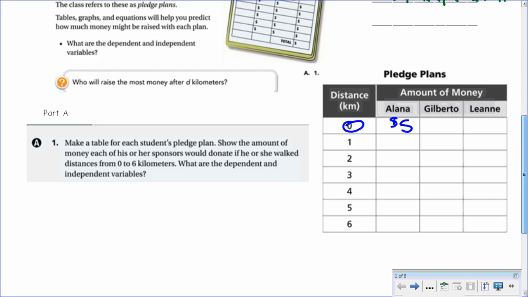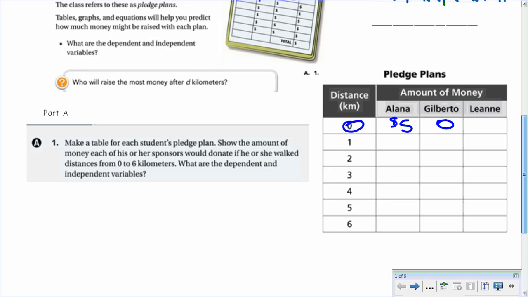And then about Gilberto, it says Gilberto will donate $2 per kilometer. So what should we put for Gilberto's distance for 0 kilometers? 0. He's not walking anything, and all of their money depends on how far he walks. And since they haven't run or walked anything yet, it's 0.